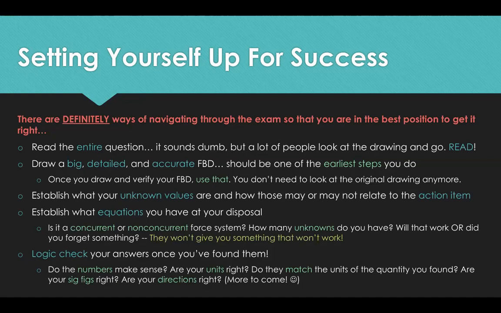They're not going to give you a problem that won't work. So if you have too many unknowns for your equations, either it's a frames problem where you're supposed to have more, or you forgot to simplify something, or you're using the wrong approach in terms of concurrent versus non-concurrent. But know that if you sit there and blank, there is a way to solve the problem. They're not going to give you a problem that won't work.